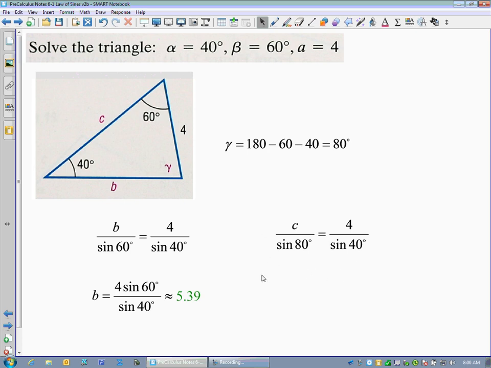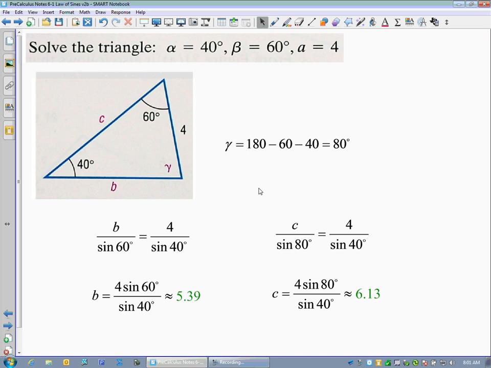And again, if we solve for c, we're multiplying both sides by sine of 80, and you get c equals 4 sine 80 over sine 40. Put that in the calculator, and you get approximately 6.13. So it's very important to develop the habit of not rounding in the middle of a problem. Work the problem out algebraically, and then put the expression in the calculator once at the end to get your answer.